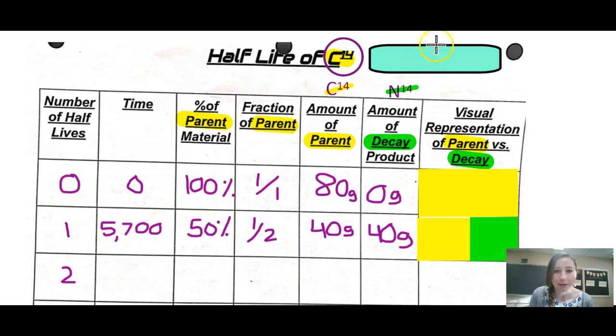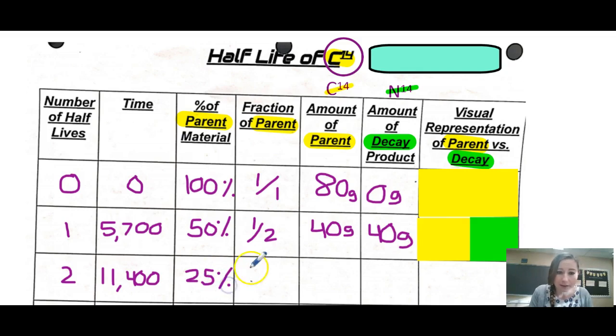For my second half-life, it took 5,700 years for one half-life to occur. I need to add another 5,700 years in order to get the time for my second half-life. That's going to give me 11,400 years for 2 half-lives to occur. All that was left of my parent material was 50%. Half of 50% is going to give me 25. Again, half-life, we're just cutting things in half.